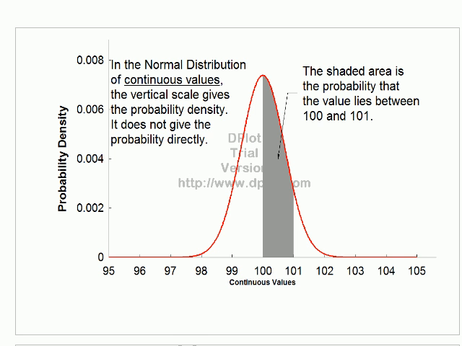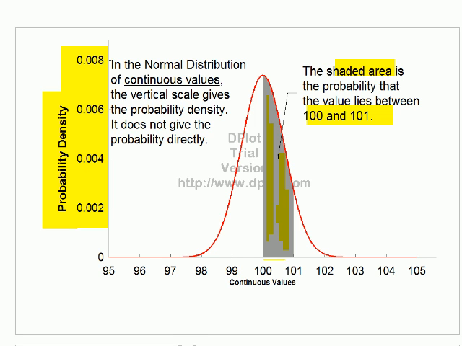So here's the big concept for Chapter 5. For these continuous variables, the y-axis gives the probability density. To find the actual probability, say between 100 and 101, you have to find this area that's underneath the curve between 100 and 101. So the shaded in area, the size of this area, is the actual probability.